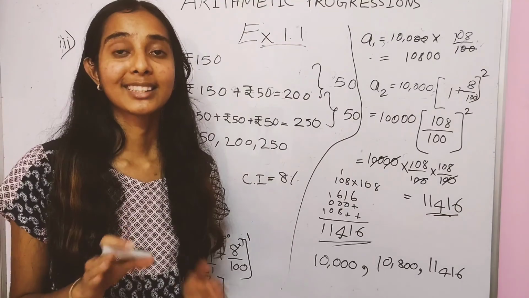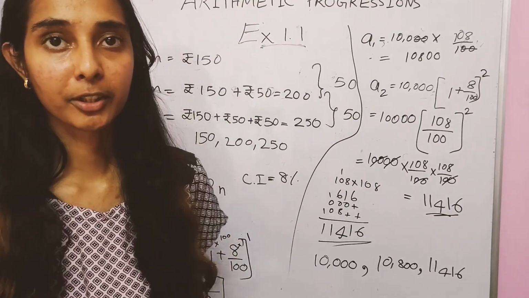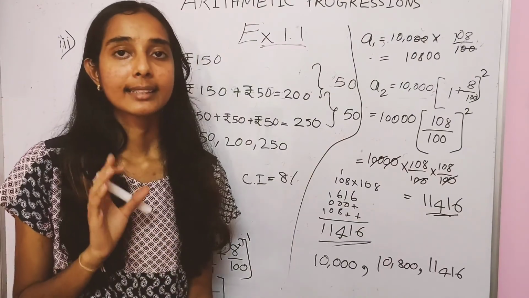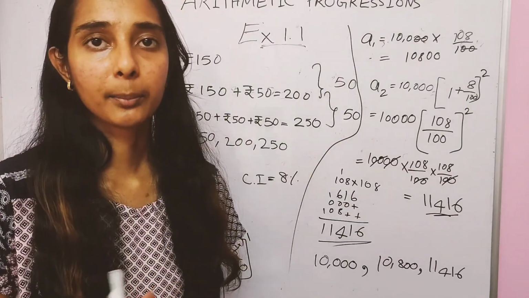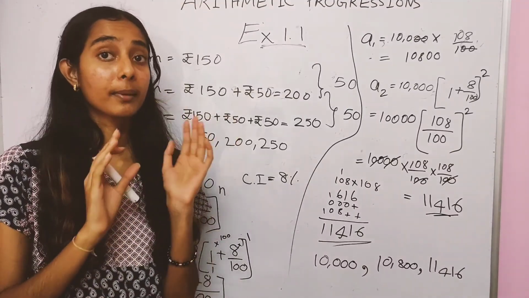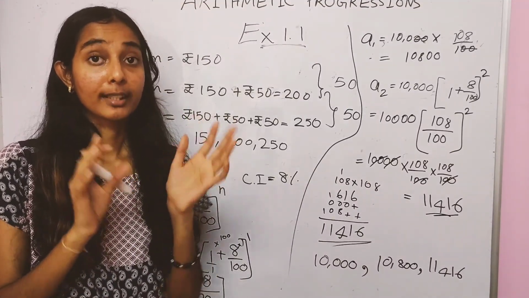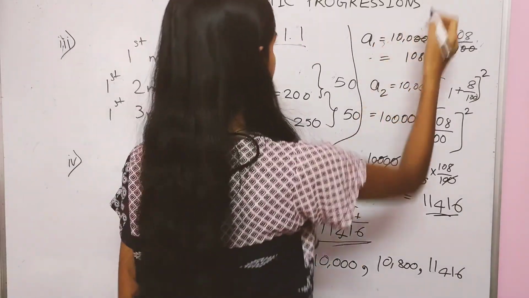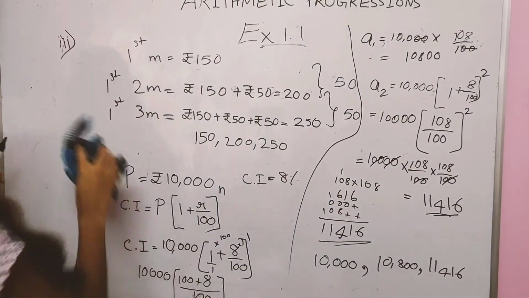Remember, compound interest won't be in arithmetic progression because the interest is always calculated on the amount. And simple interest will always be in arithmetic progression because the interest is calculated on the principal and not on the amount. Simple interest, wait a minute, let me write it somewhere.